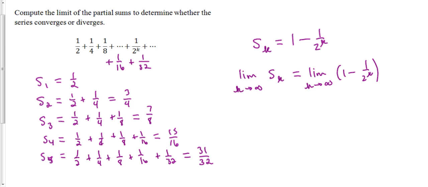Now 2 to the k is going to go to infinity, which means that 1 over 2 to the k is going to become an extremely small number approaching 0. So that means that this limit is going to be equal to 1. Now, because the sequence of partial sums converges, this tells us that the series itself converges.